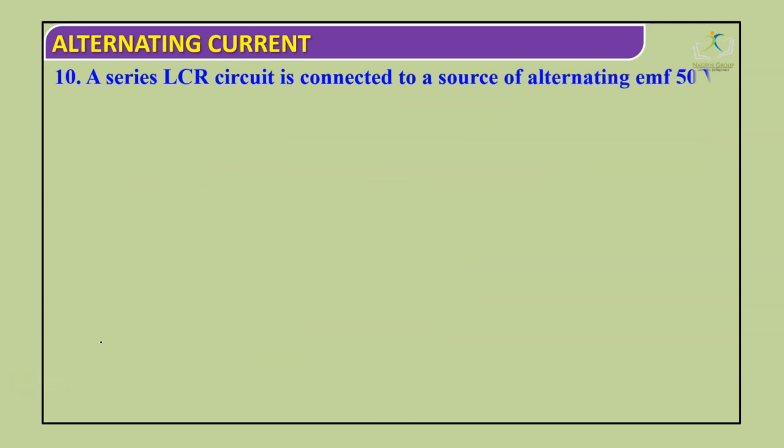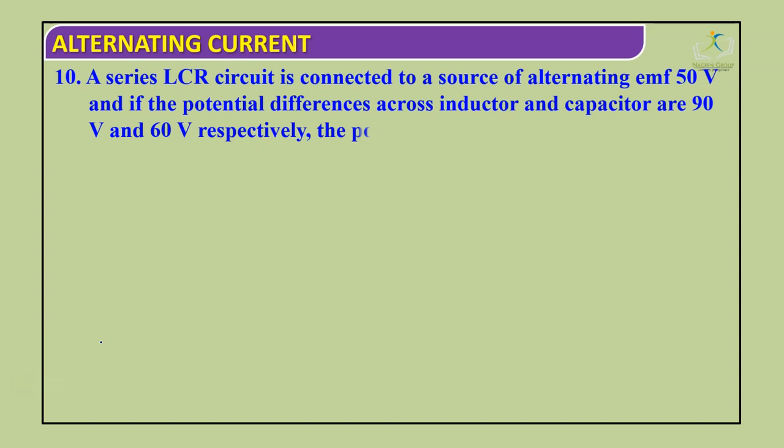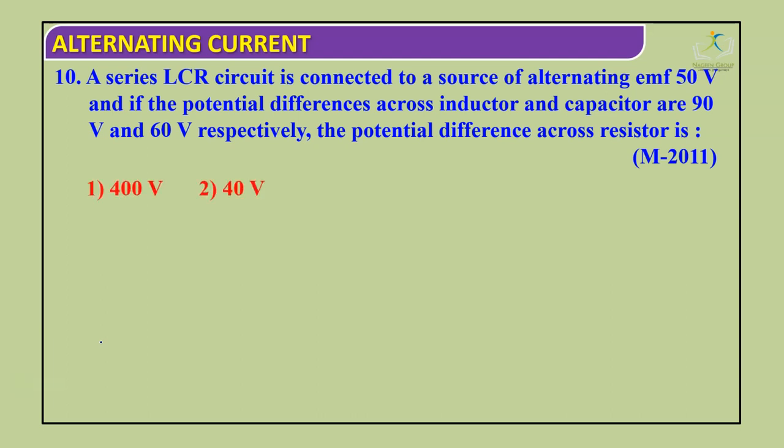Next, we have a series LCR circuit connected to a source of alternating EMF 50 volt. If the potential difference across the inductor and capacitor are 90 volt and 60 volt respectively, the potential difference across the resistor is 400 volt, 40 volt, 80 volt, or 1600 volt. So let us see the solution of this question.